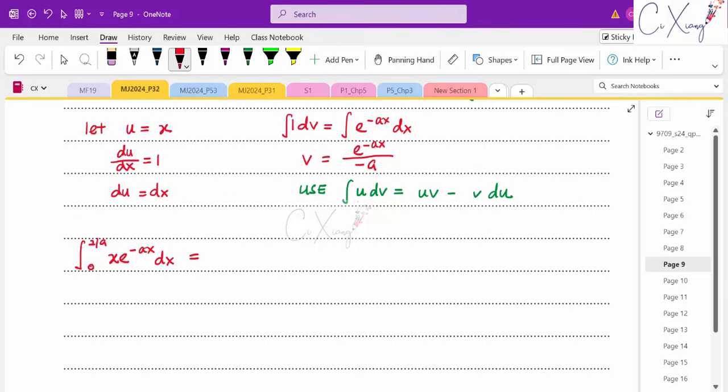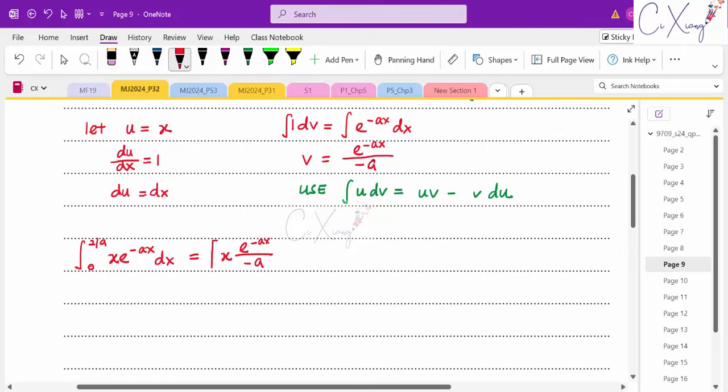So this is my question. Then it equals what? uv. What's my u here? u is the x. What's the v? v is this thing. So you just multiply them together. So this is uv, because my integration here has limits. Therefore, I have to substitute in the limits later into this part.